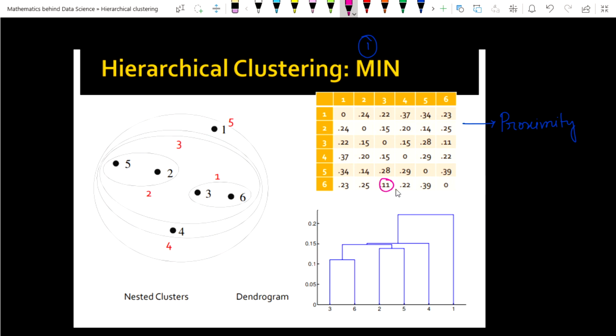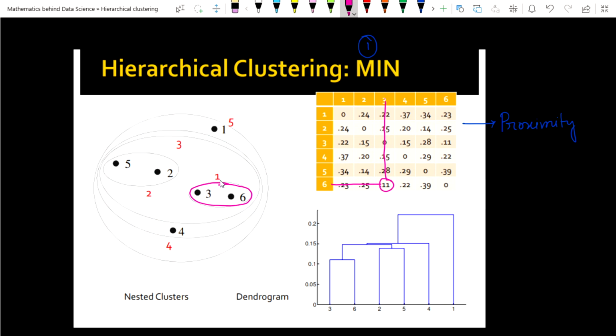Now, what does this 0.11 mean? If you look at this table, it means points 3 and 6. Just see these 3 and 6 values. This one is the closest among all the data. So first, using this, we make a cluster, and this is cluster 1.